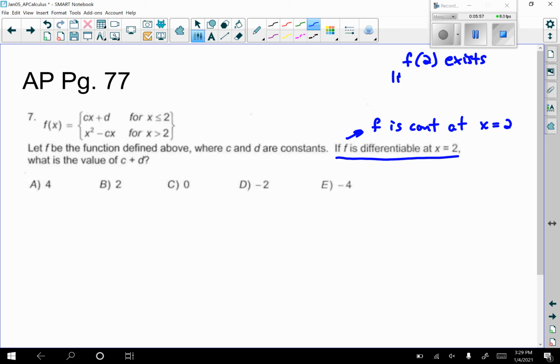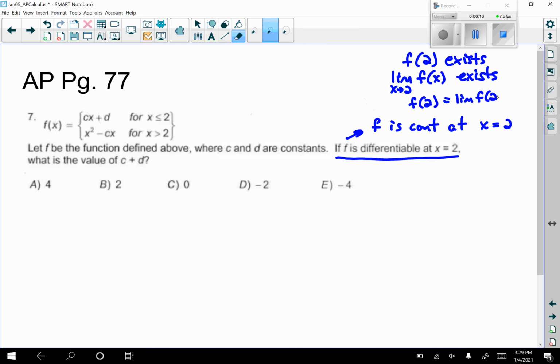The limit of f of x as x approaches 2 also exists, meaning the left-hand limit is going to equal the right-hand limit, and f of 2 is going to equal the limit of f of x as x approaches 2. So just to separate this here, to review what it means for a function to be continuous.